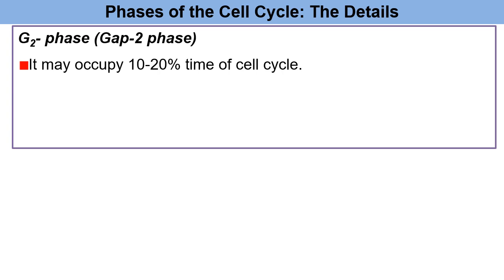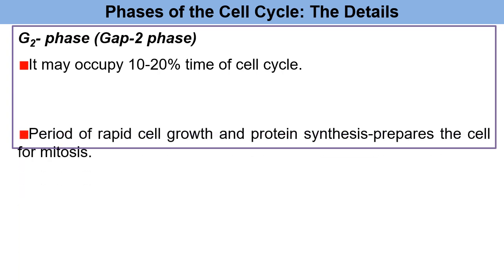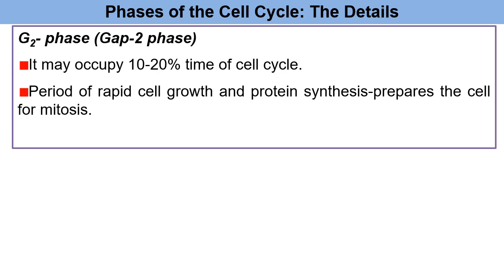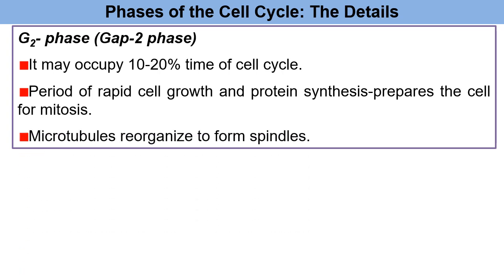The G2 phase, or gap 2 phase, follows the S phase of the cell cycle and occupies 10 to 20% of the time of the cell cycle. The G2 phase is a period of rapid cell growth and protein synthesis. That is, this phase prepares the cell to undergo mitosis and cell division. Another important aspect of this phase is that microtubules, which play a very important role in cell division, reorganize to form spindles. The G2 phase is followed by the M phase or the mitotic phase.